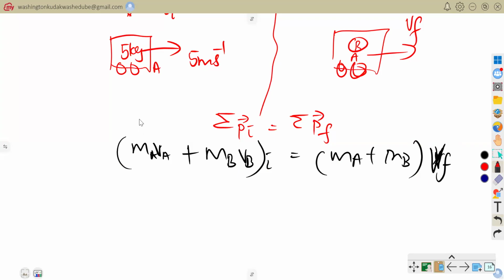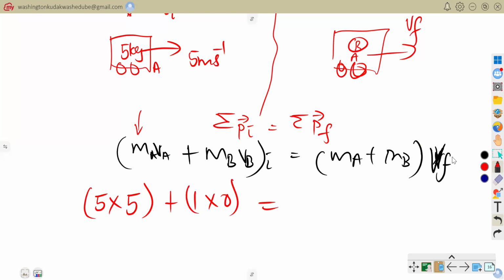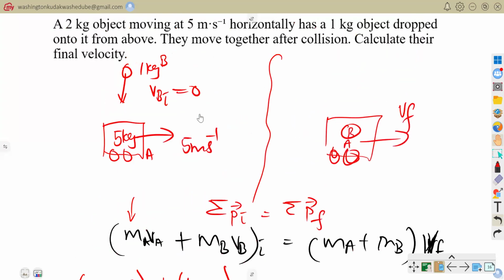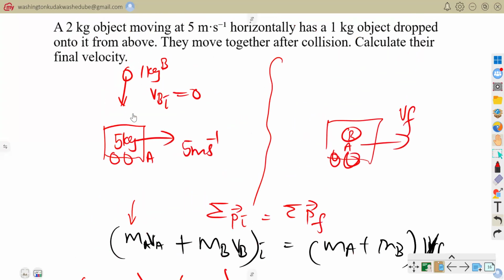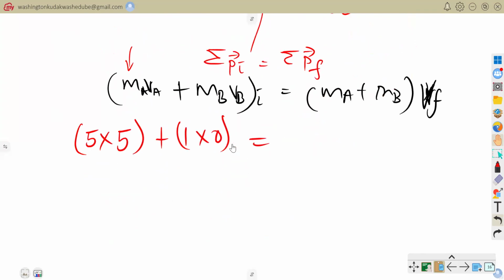After I've done that, I will now substitute the values that I know. Mass of A is 5 kg times the velocity of A, which is a positive 5, plus mass of B, which is 1 kg, times the initial velocity of B, which is 0. Why have I said that it's 0? Because object B is going down and we are looking into the horizontal motion. So the velocity of B is 0. And then thereafter, mass of A plus mass of B is 5 plus 1, times the final velocity. That is what I'm looking for.